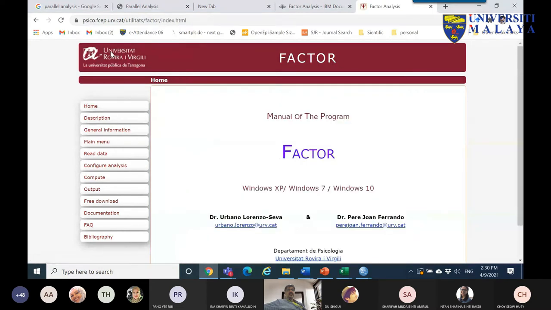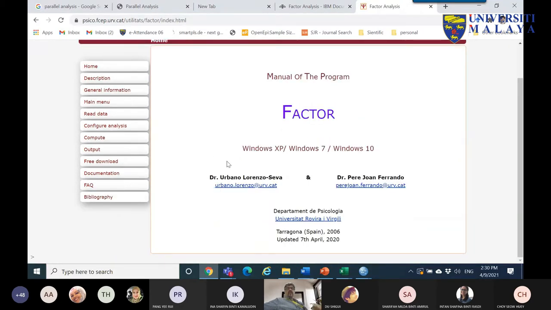This software belongs to Universitat Rovira i Virgili in Spain. The two developers are Lorenzo Siva and Fernando from the Department of Psychology in this university. They developed this software, and the last release was 7th of April 2020. The point is that I'm not going to teach you this software, but very simply, I just want to review the options. This is a very unique and very up-to-date software. SPSS for a long time did not improve the quality and the process of the analysis under factor analysis. If I'm not mistaken, for at least the last 10 to 12 years, it was exactly the same.